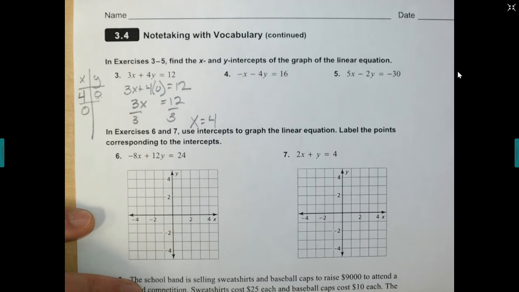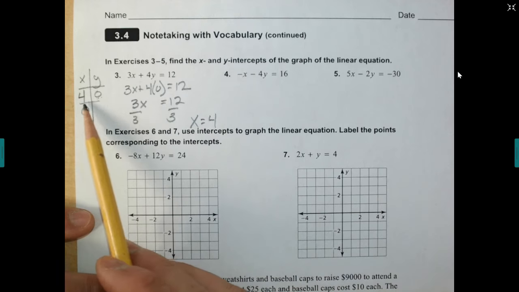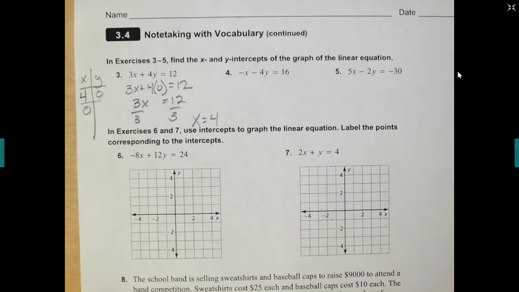That's my x-intercept. How about my y-intercept? Oh, I don't have quite enough room here, so let's grab a piece of paper.